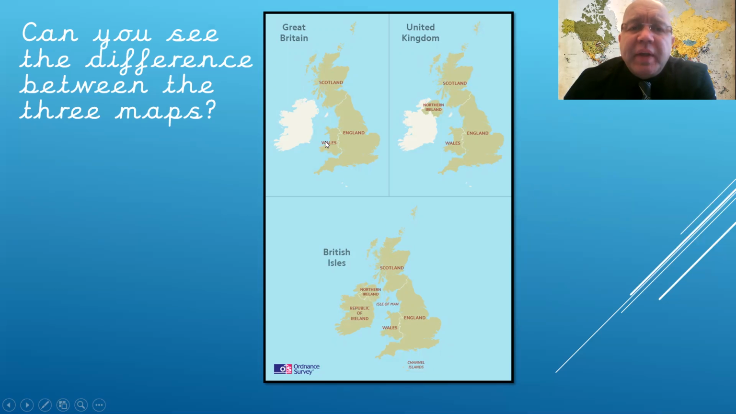So if you think about the Olympic Games, for example, they talk about the Great British team, but actually what they say is Great Britain and Northern Ireland. Now, it might be easier just to say the United Kingdom team, but they don't. So for the Olympic Games, it's Great Britain and Northern Ireland. But United Kingdom does include Northern Ireland. Okay, so just a little bit of information there as regards where you live.